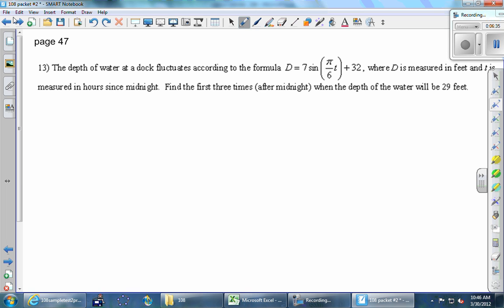Okay, so let's try this one. We've presented a couple of different ways to solve inverse trig. I'm just going to do one way here, and if you like this way, great. If you prefer one of the others, then do that. So we're looking to take that equation, and how do we handle this 29 feet? We put d equals 29, right? We want that whole equation to equal 29.